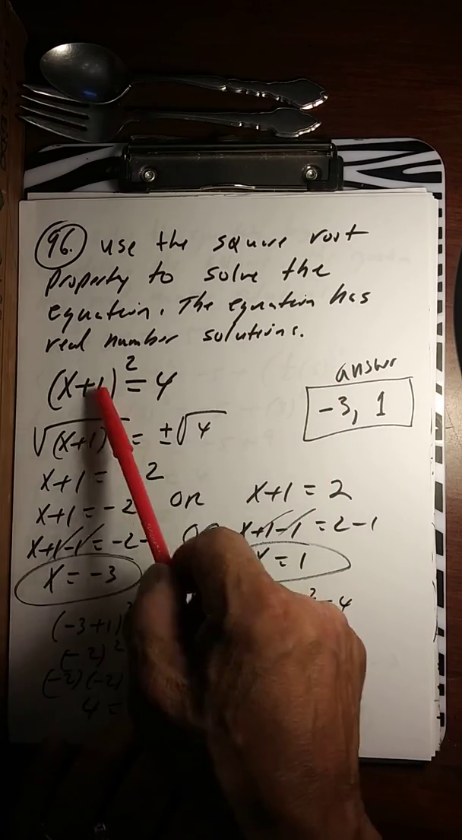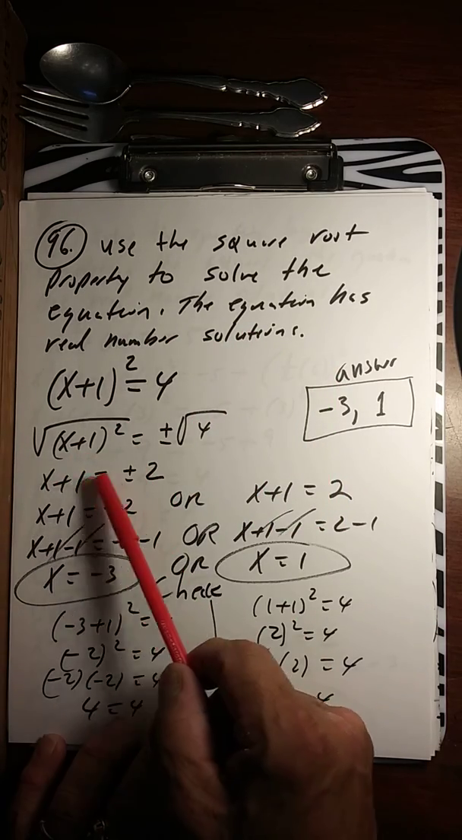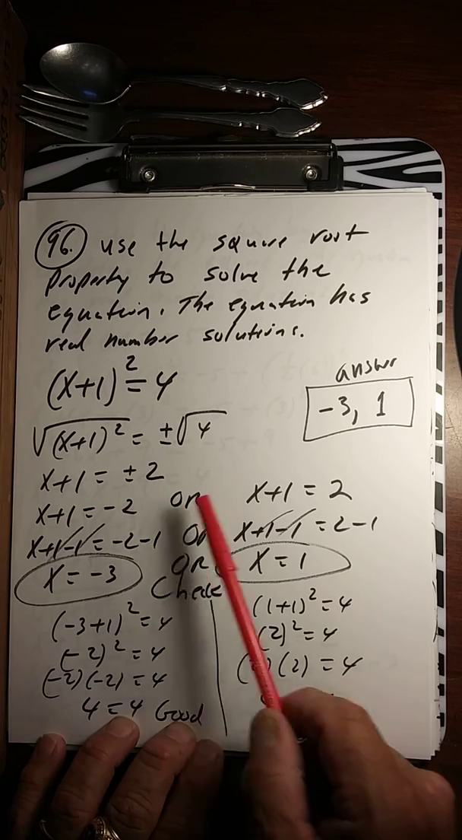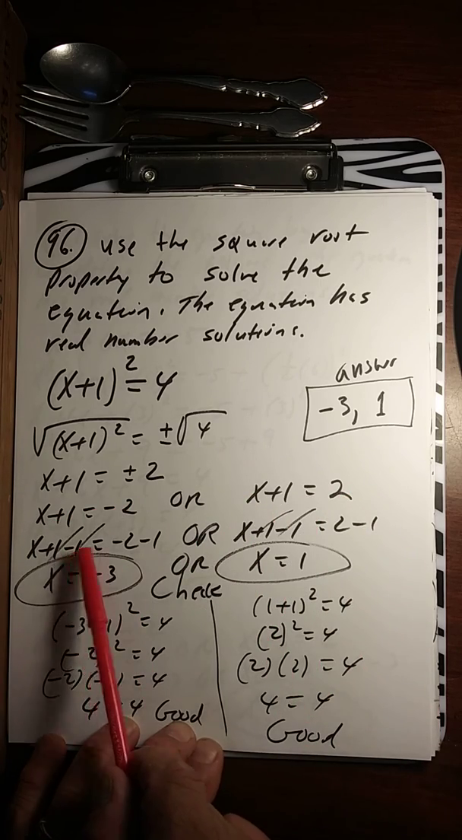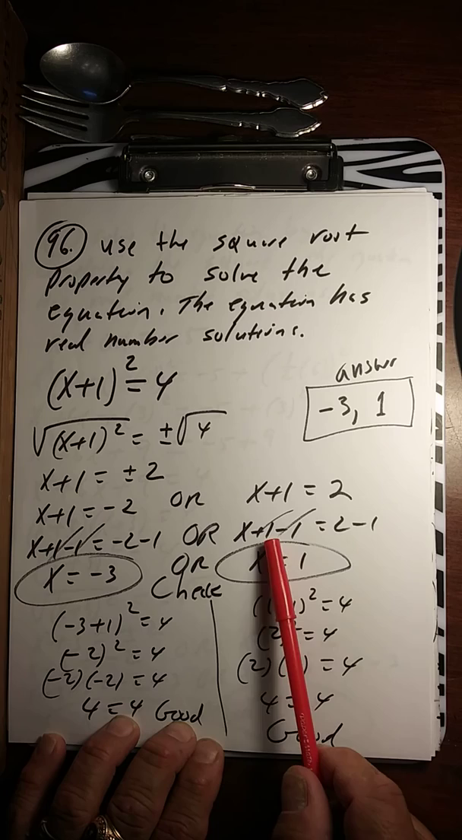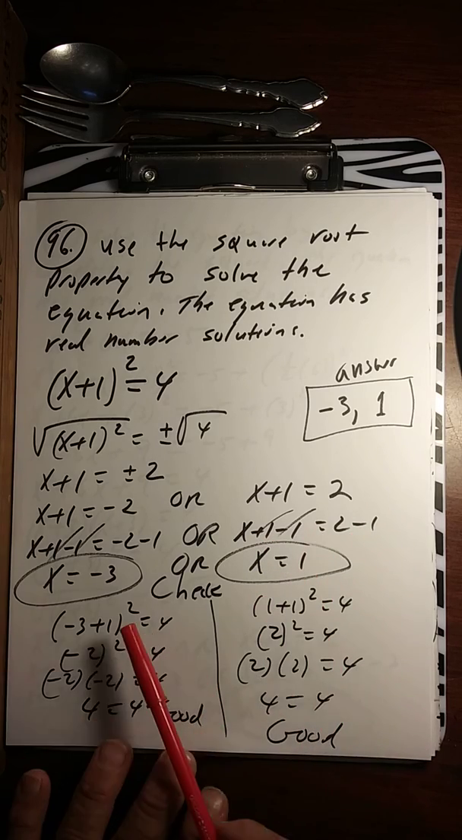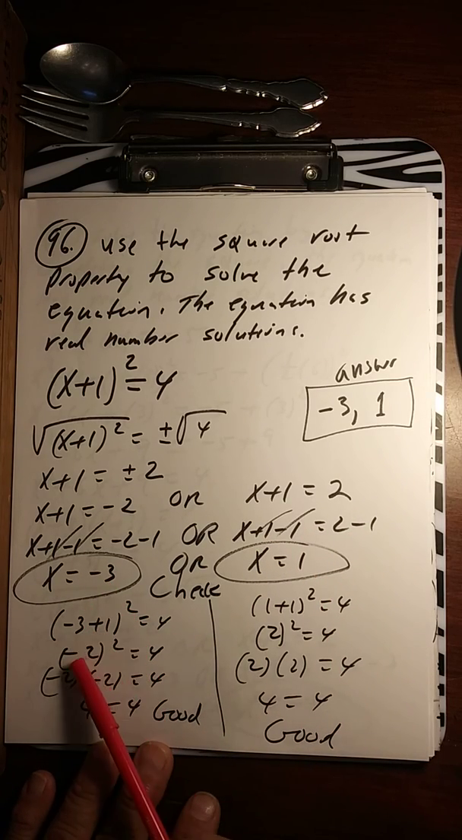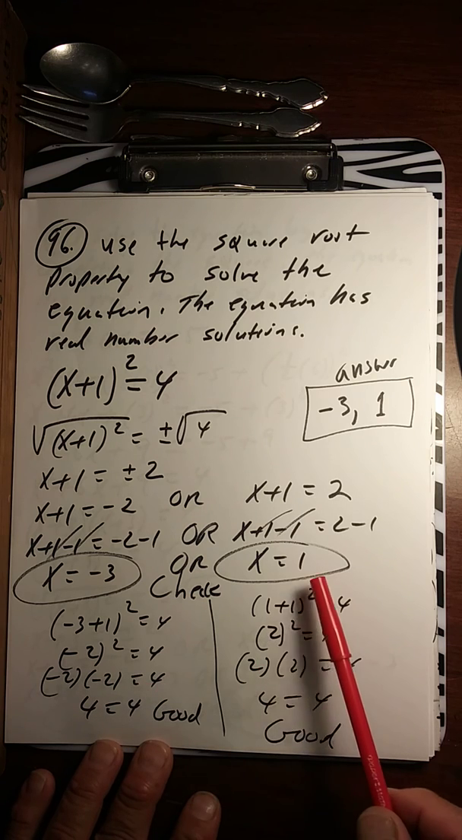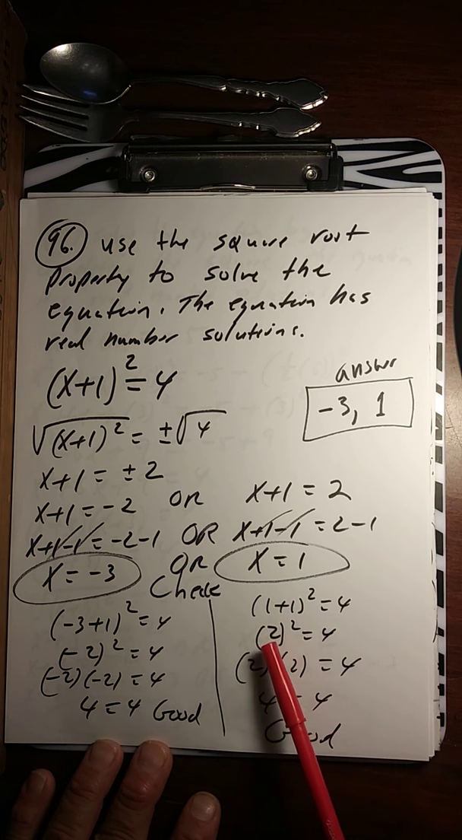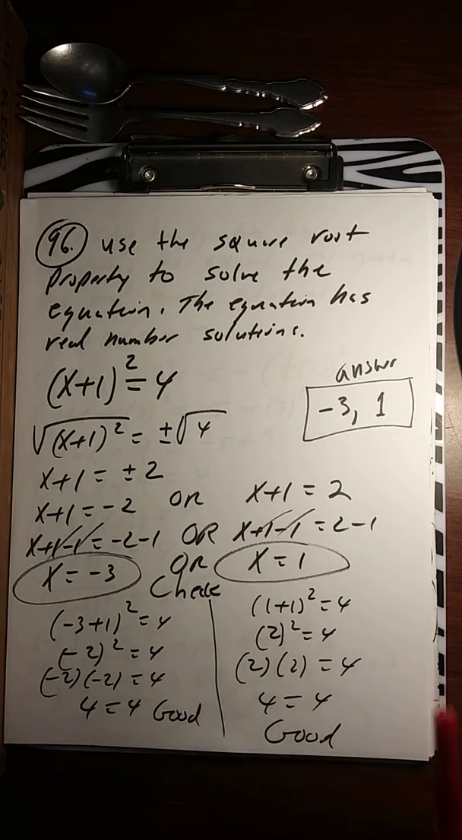So take the square root of both sides. So x plus 1 equals plus or minus 2. X plus 1 is negative 2. X plus 1 equals 2. Minus 1 minus 1. So x equals negative 3. Minus 1 minus 1. X equals 1. Check it. Minus 3 plus 1 is negative 2. Negative 2 squared is 4. Yes. 1 in there. 1 and 1 is 2. 2 squared is 4. Yes. So they both work.